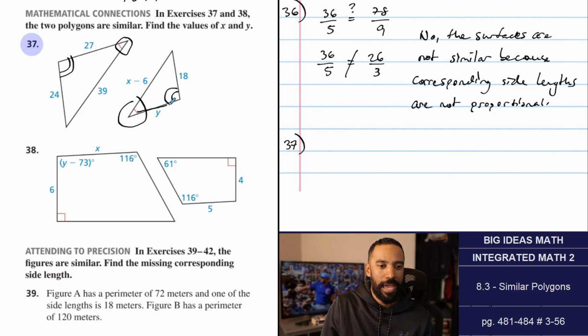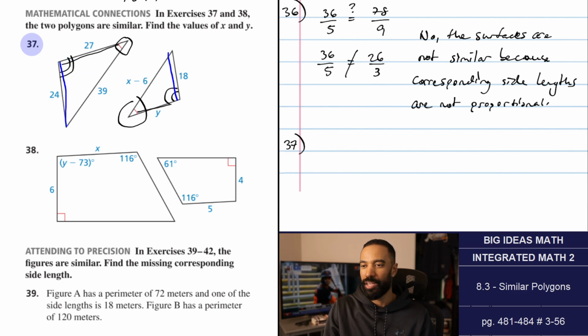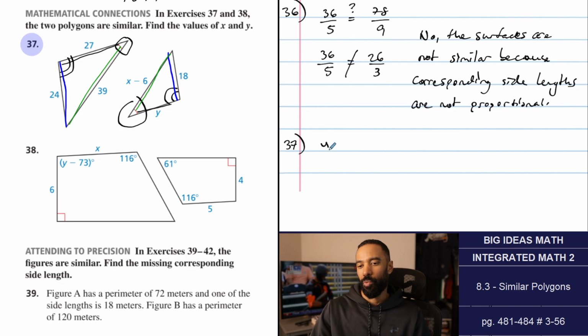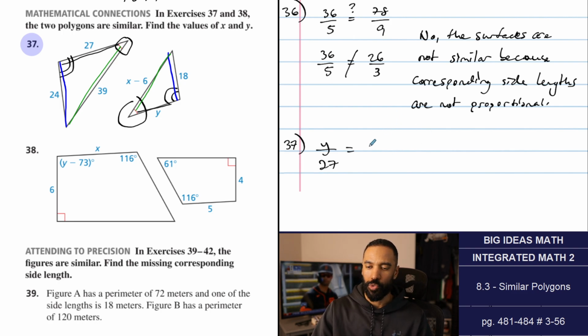That means the y part here corresponds with the 27 part here. It doesn't mean y equals 27. It means that whatever y divided by 27 is, 18 divided by 24 is the same thing. So we can work it off that way. Same with x minus 6 and 39. Let's start with y. y over 27 from the right triangle to the left triangle is the same thing as 18 over 24. Okay, that's my setup there.